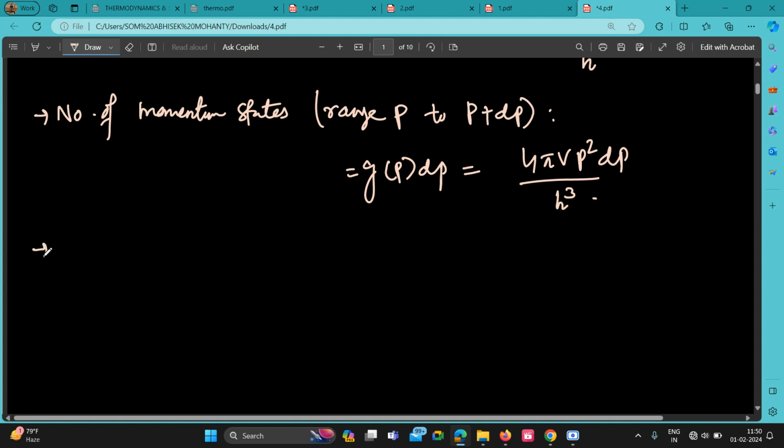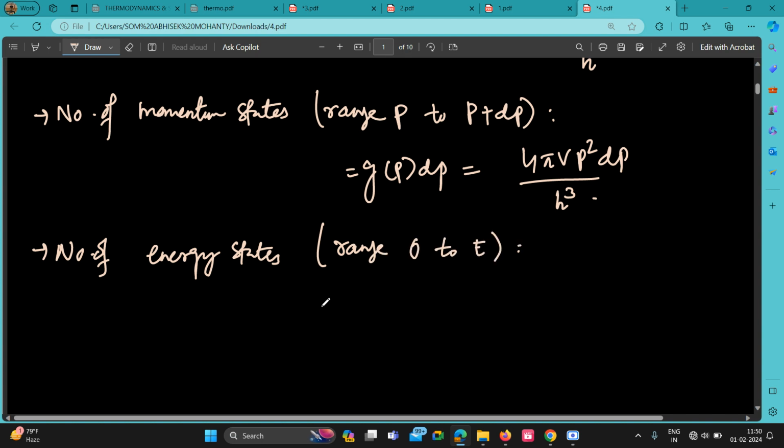Number of energy states in the range 0 to E: G(E) is equal to V by h cubed times 4 pi times (2m E) to the power 3 by 2. Okay? Very important.